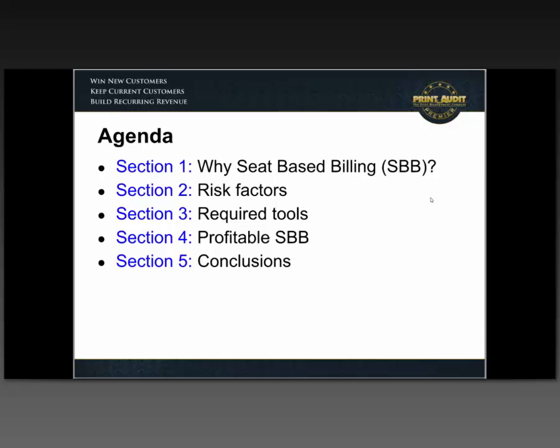Section two, risk factors. At the Navigator event for Fotizo, we did a roundtable with a lot of dealers and industry experts in the managed print space, asking about some of the risk factors they perceived with seat-based billing, and we've documented those and come up with some solutions. We're also going to look at the required tool sets. As we start to bill per seat, per user, we have to move beyond just the physical device itself and the metrics we gather from it and start looking at what users are doing. In section four, we're going to look at how to make sure that a seat-based billing platform is profitable, and then conclusions and questions at the end of the session.